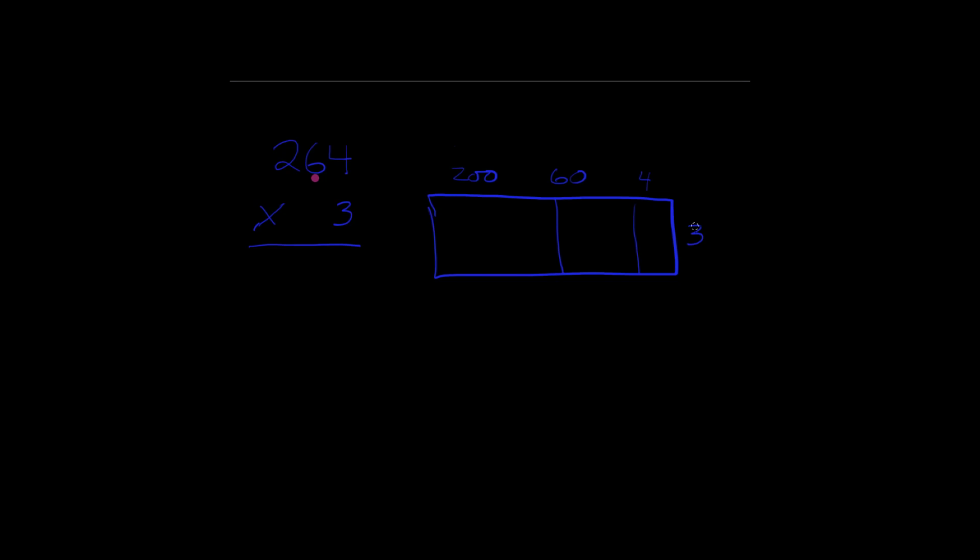All right, so same way, we're going to multiply each part. So 3 times 4, mental math, we should get 12. Next one, 3 times 6 should be 18. And we have one zero, so we're going to add one zero. And then we have 3 times 2, which is 6, and we have 2 zeros. Okay, so this section is 600, this section is 180, this section is 12.